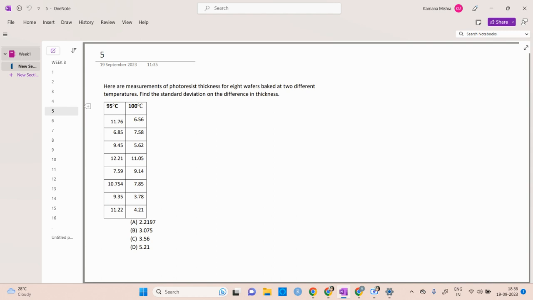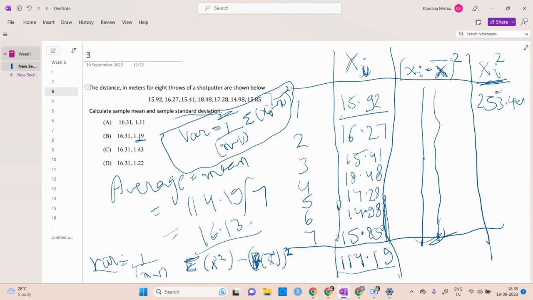So the next question given here is the measurements of photoresist thickness of 8 wafers baked at two different temperatures, and we want to find the standard deviation of the difference of the thickness. Firstly, we will find the difference, and then to find the standard deviation, we can simply use its formula. Let's say you have given the data like this. If you find the difference, you will have the data like this, right?